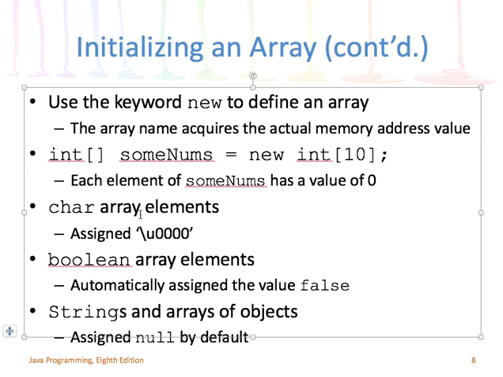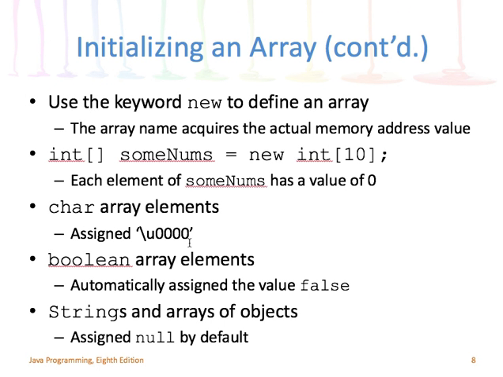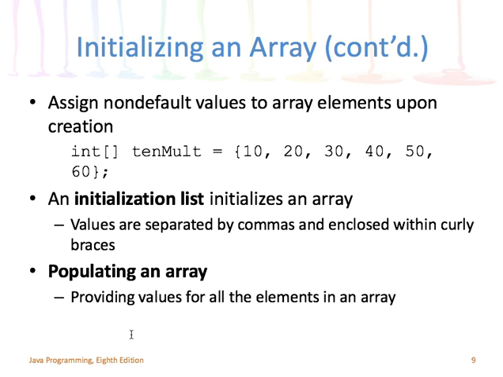Now, you could also have char array elements assigned a default. You could do a Boolean array, and Boolean automatically assigns false. You could do a string array, and it assigns null. String could be a null value. You can also assign a non-default value to an array element upon creation.